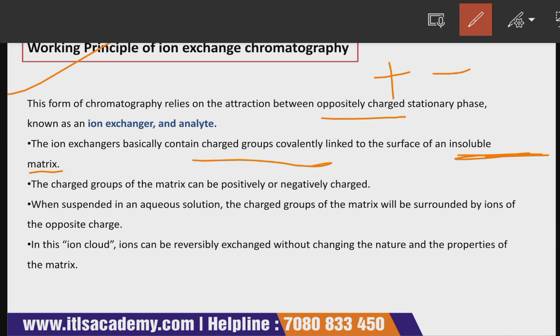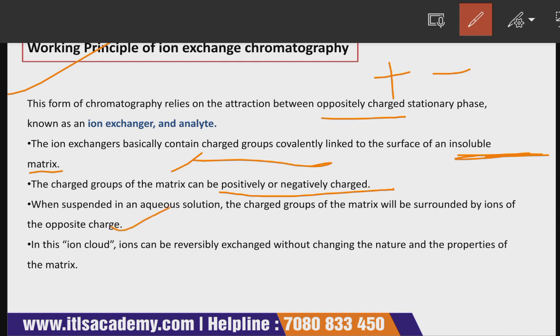The charged group of the matrix can be positive or negative, depending upon the material, or you can say molecule. When you suspend the charged group of the matrix in an aqueous solution, they are surrounded by the opposite charge.